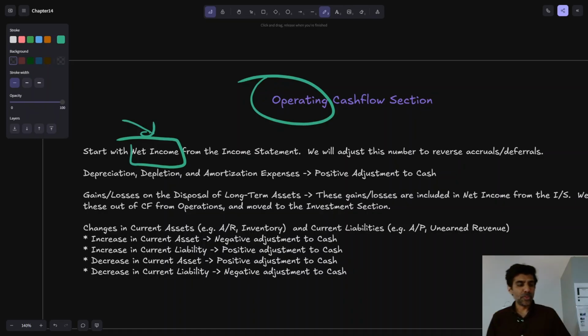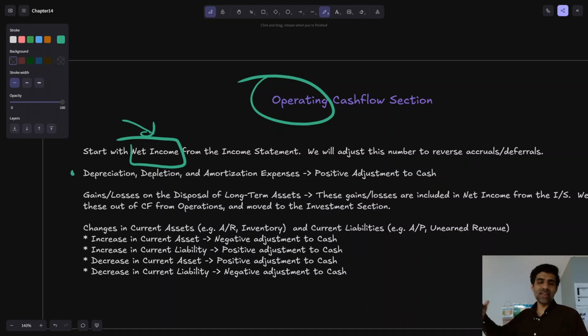So the first, and hopefully obvious, adjustment, illustrating the point, is depreciation, depletion, and amortization expenses. These are all in the income statement. Do we agree with that? That depreciation expense would have appeared on the income statement? Are we good with that? That's going to have the effect of lowering, it's a subtraction, right? It's your revenues minus your expenses. So net income is lower the more depreciation you have.